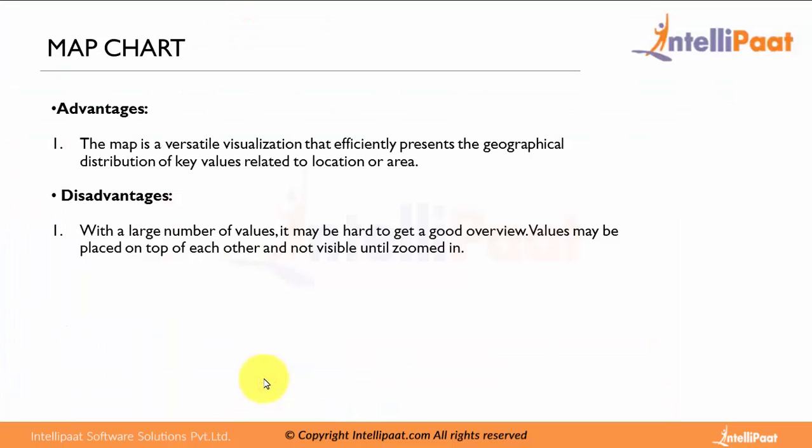Now we'll see the advantages and disadvantages of the map chart. The map is a versatile visualization that efficiently presents the geographical distribution of key values related to a location or area. And disadvantages: with a large number of values, it may be hard to get a good overview. Values may be placed on top of each other and not visible until we zoom in. So this is one of the drawbacks we have.